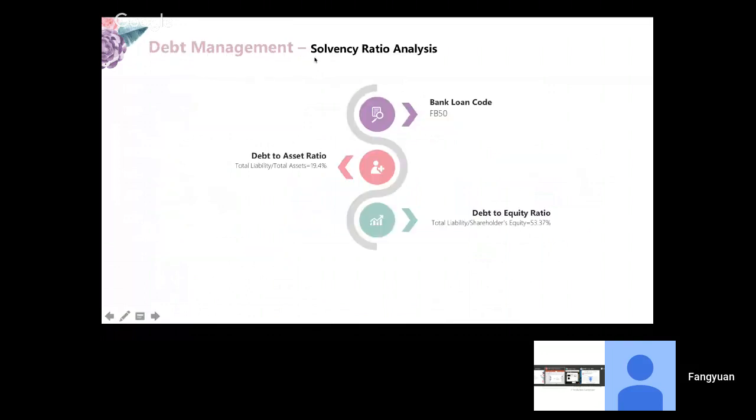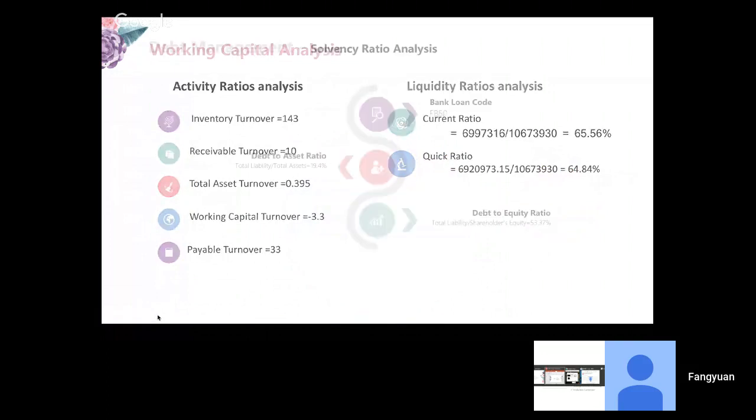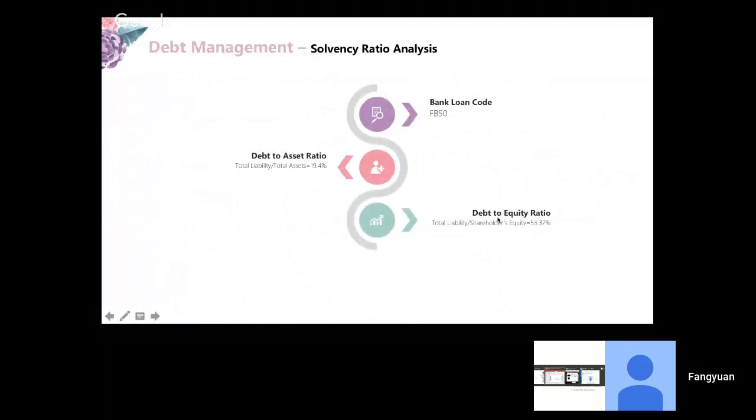Talking about debt management, I use code FB50 to pay the bank loan for each round. Finally, we get a 19.4% debt to asset ratio and a 43.37% debt to equity ratio. It is really high since I made mistakes and didn't pay sufficient money several times. Therefore, the bank loan is too high.